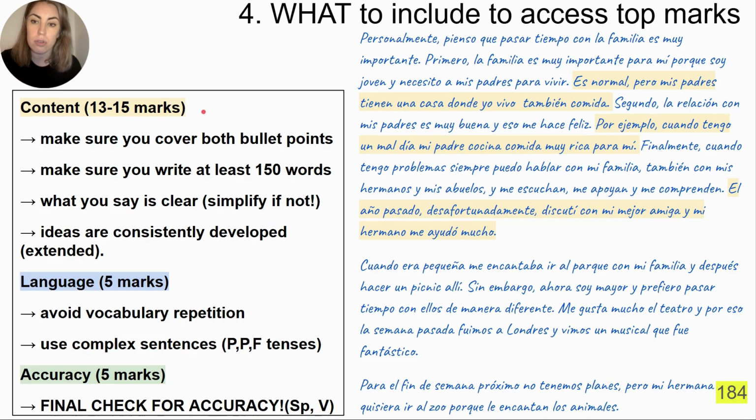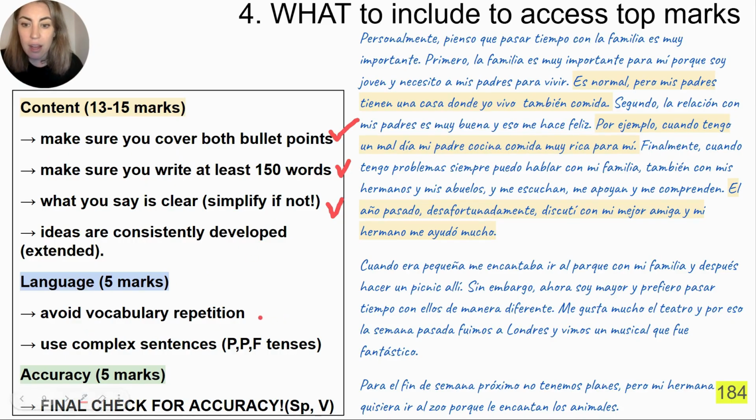Now, first of all, for content, you're going to need to cover both bullet points. Okay, has been done here. At least 150 words. Yes, we have 184. We are not counting, and markers will continue marking. What you say is clear. Well, it is here. Okay, and I think that having the reason, the example, the reason, the example makes it quite clear. And then the language is obviously very clear because this is a model text. And ideas are consistently developed. Yes, they are. And I explained how they were developed as we were looking at the text.